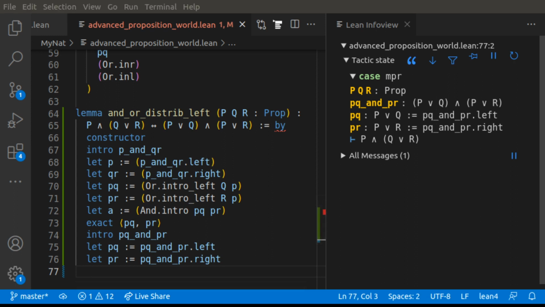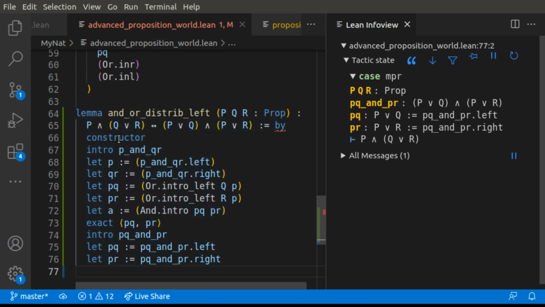Now you think about this. I realized the error of my ways. This is impossible because I wrote down the statement wrong. You can't just prove that P is true from P or Q and P or R, because what if in this case Q is true and R is true? Well, I can't prove P is true. But me being silly, I wrote down the wrong thing.